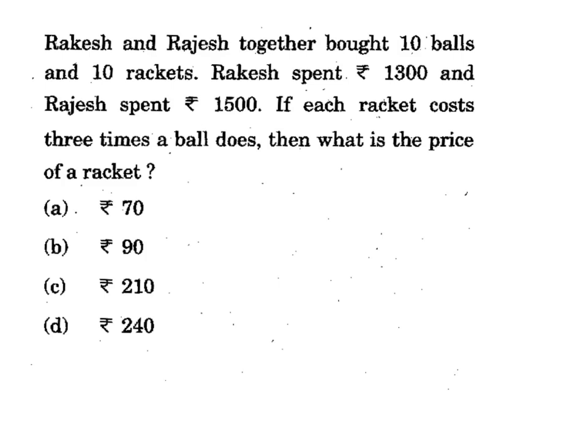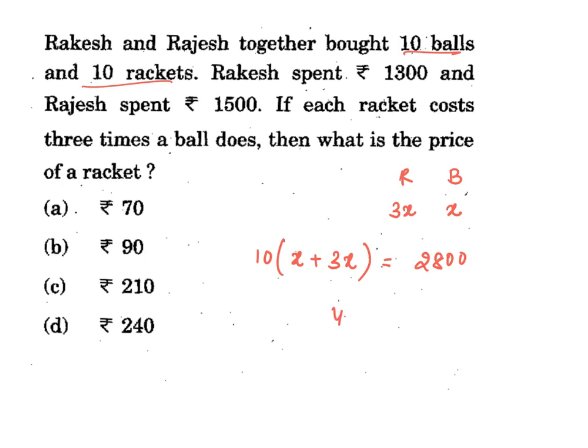Rakesh and Rajesh together bought 10 balls and 10 rackets. Rakesh spent 1300 and Rajesh spent 1500. If each racket costs 3 times a ball, then what is the price of a racket? So a racket and ball. Ball is x, a racket is 3x. Together they bought 10 balls and 10 rackets. Therefore 10 balls is 10x, 10 rackets means 10 into 3x. Put together, 10 into x plus 3x is the total money, and the total money they spent is 2800.